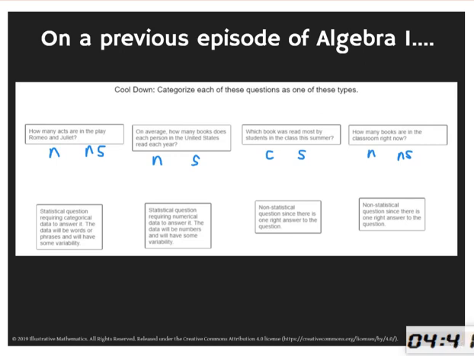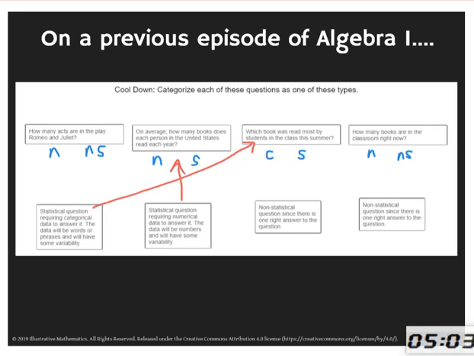Maybe we'll change the color here to red. All right, so statistical question requiring categorical data. Statistical categorical, that's this one right here. Books read by students most this summer. Statistical question requiring numeric data, right? Statistical numerical, that's this one right here. How many books does each person in the United States read each year?